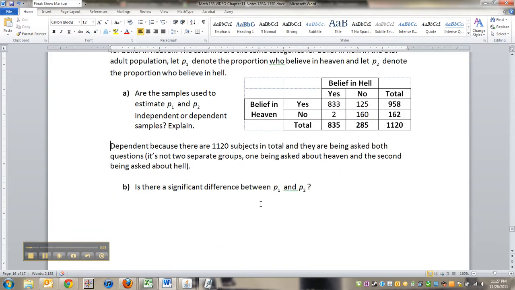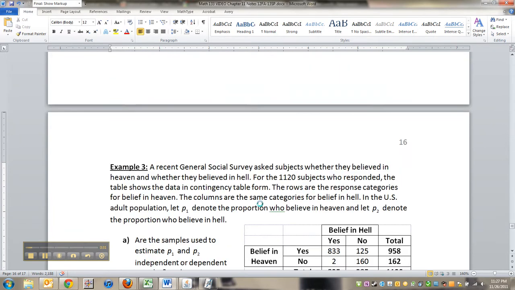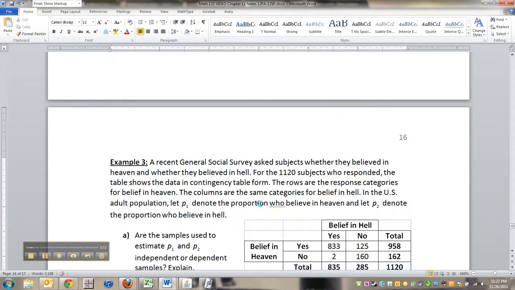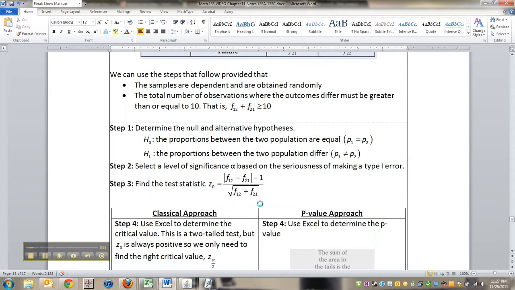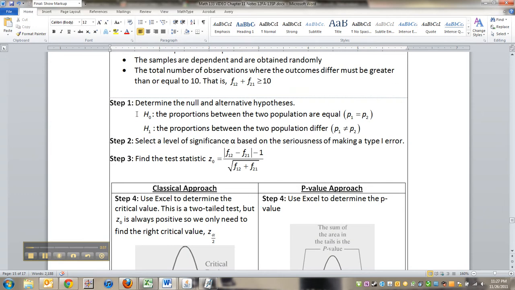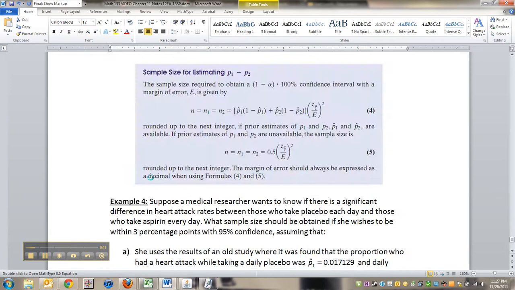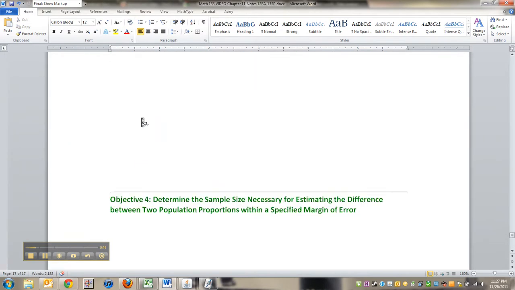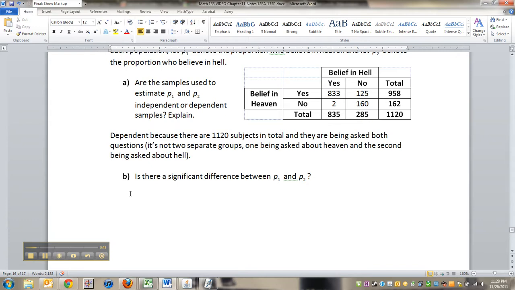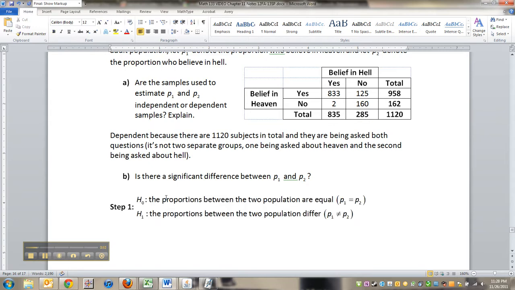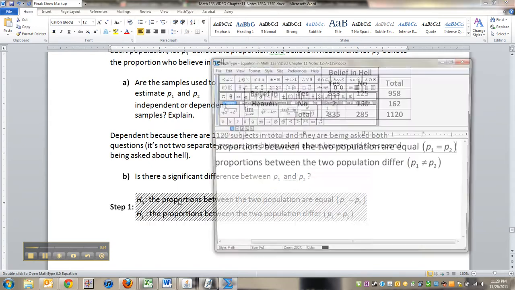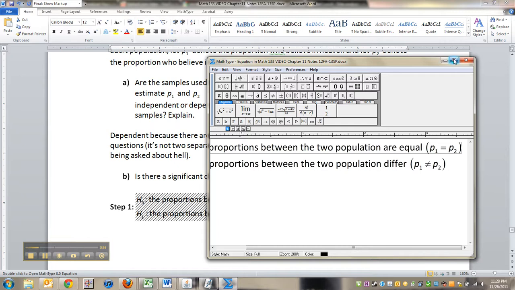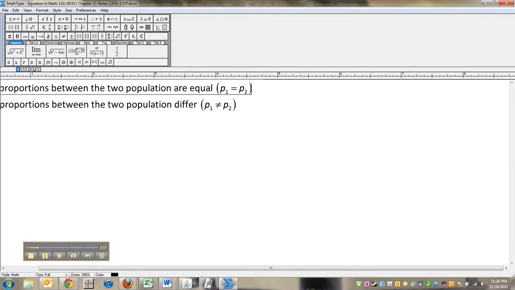All right. And what we want to know is whether there's a significant difference between P1 and P2. That would be the proportion that believe in heaven and the proportion that believe in hell, right? So that will make our null and alternative hypotheses. Let me write those up. Okay. All right, step 1. You need null and alternative hypotheses. Here they are.